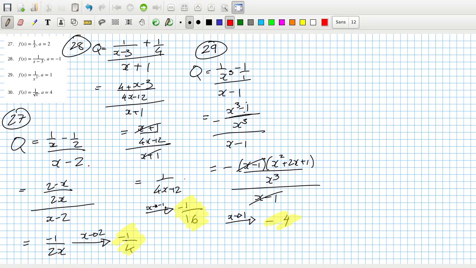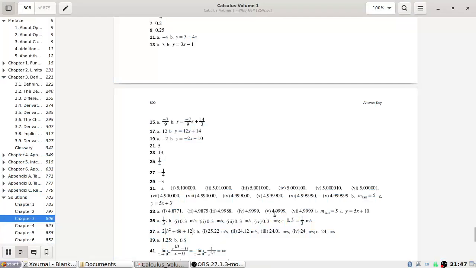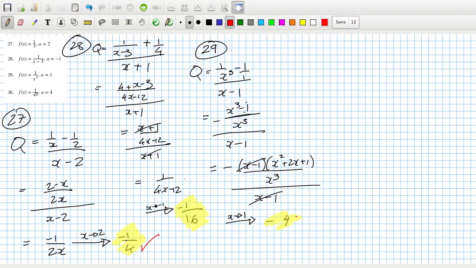Let's check the answer. 27 we said is fine. And 29, minus 3. There's no 2 there. My mistake. That was careless of me. I forgot. I was factorizing the cubic, not squaring a binomial. Okay, now it's right. Tut tut. Getting a little bit tired, I guess.